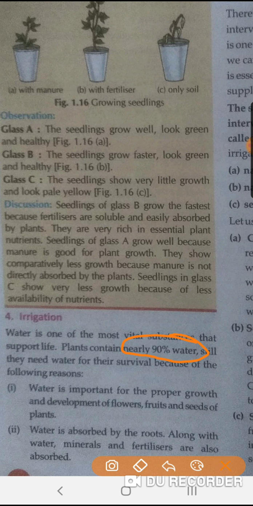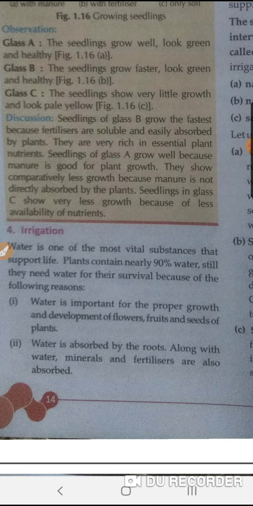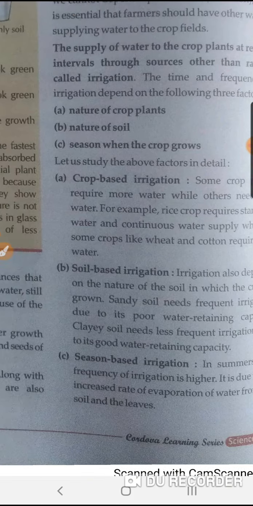What are the reasons? Water is important for the proper growth and development of flowers, fruits, and seeds of plants. Obviously, if we do not provide water, the plant will not grow. Then second, water is absorbed by roots. Along with water, minerals and fertilizers are also absorbed. Water, minerals and fertilizers are all absorbed together by the roots.